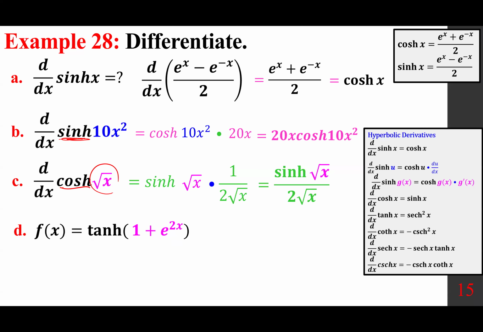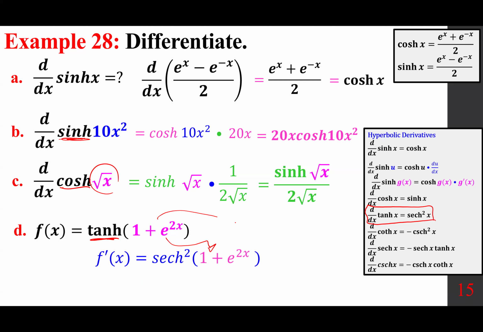What about f of x being hyperbolic tangent of 1 plus e to the power of 2x? And again, we start with hyperbolic tangent. And the hyperbolic tangent, its derivative is hyperbolic secant squared. So we write it. And then, of course, you have to use the same argument.